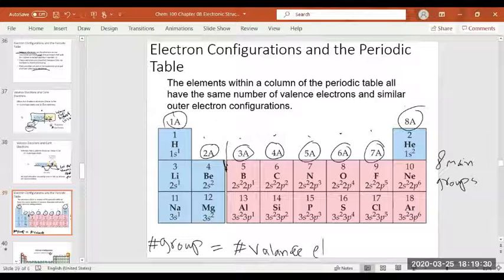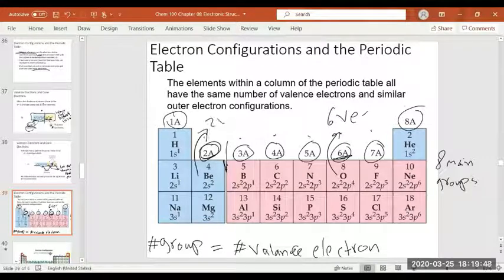So for example, if I ask you how many valence electrons for oxygen, look at oxygen. Where is oxygen? It is in group 6. So oxygen will have 6 valence electrons. How many valence electrons for beryllium? Look at beryllium. It is in group 2. So beryllium will have 2 valence electrons. Without going back and doing the electron configuration and looking at the valence shell, from the group number you can decide how many valence electrons. So for example, Cl. Which group? It is in group 7. So Cl will have 7 valence electrons.